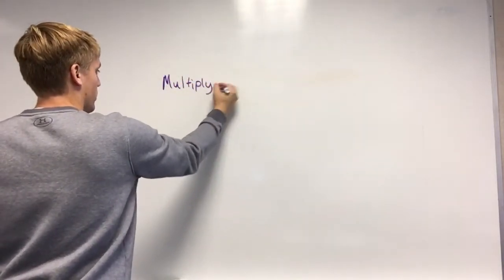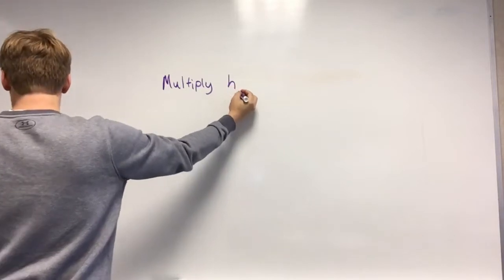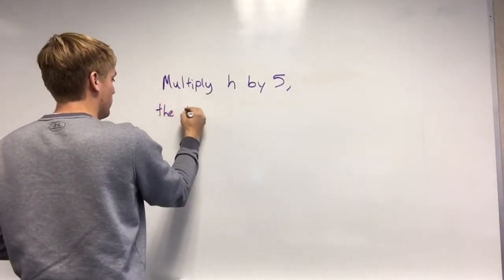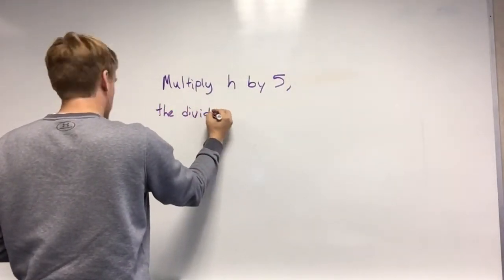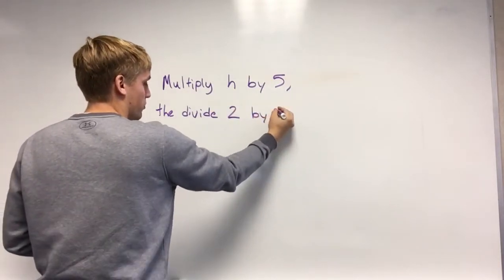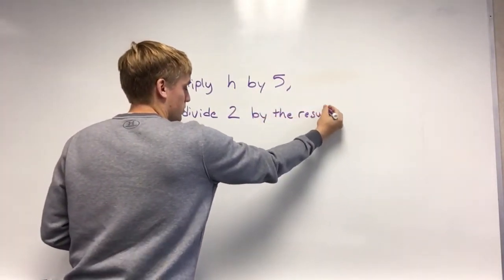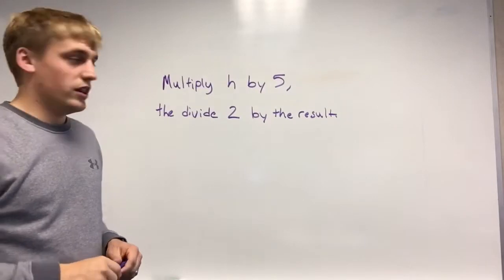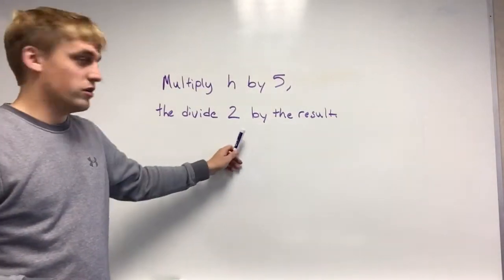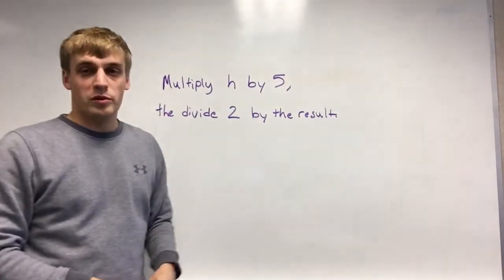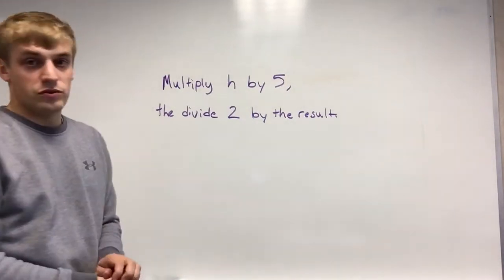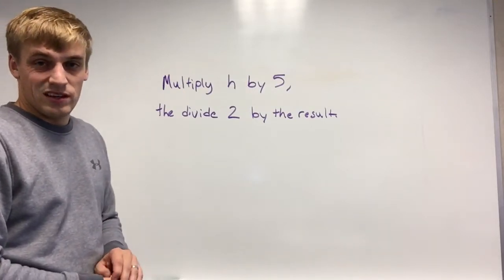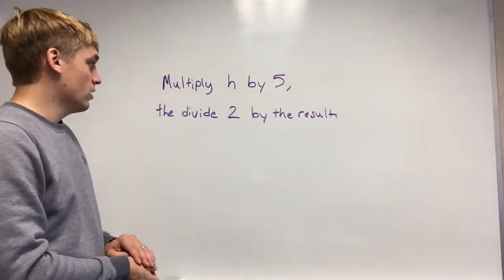Multiply h by 5, comma, then divide 2 by the result. Okay, this is one that you're going to see on your IXL practice, and they use this phrase "by the result" quite a bit. So I want you to get familiar with it, and that's why I'm going to go over this one. This one's specifically useful for IXL. So let's go through this.